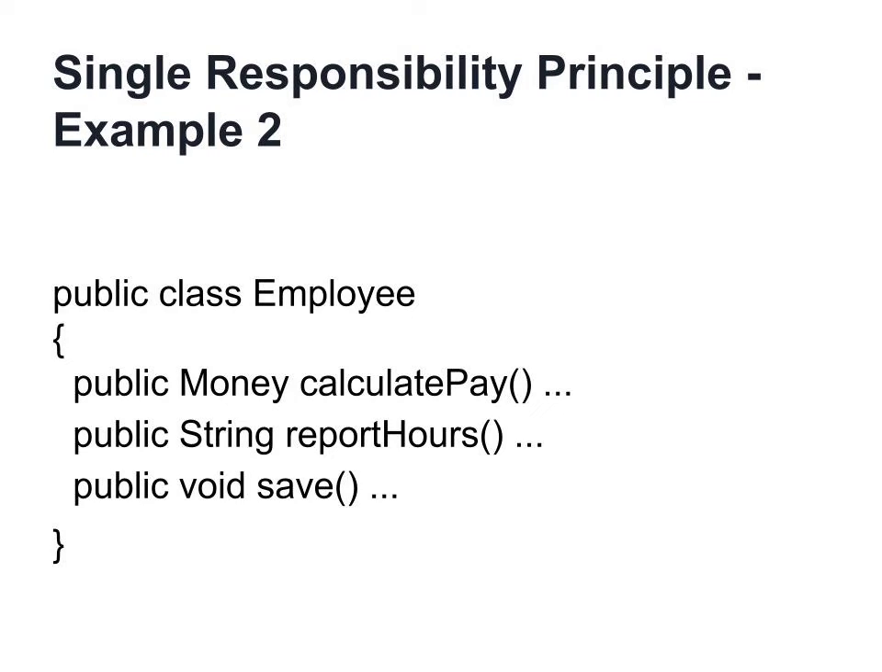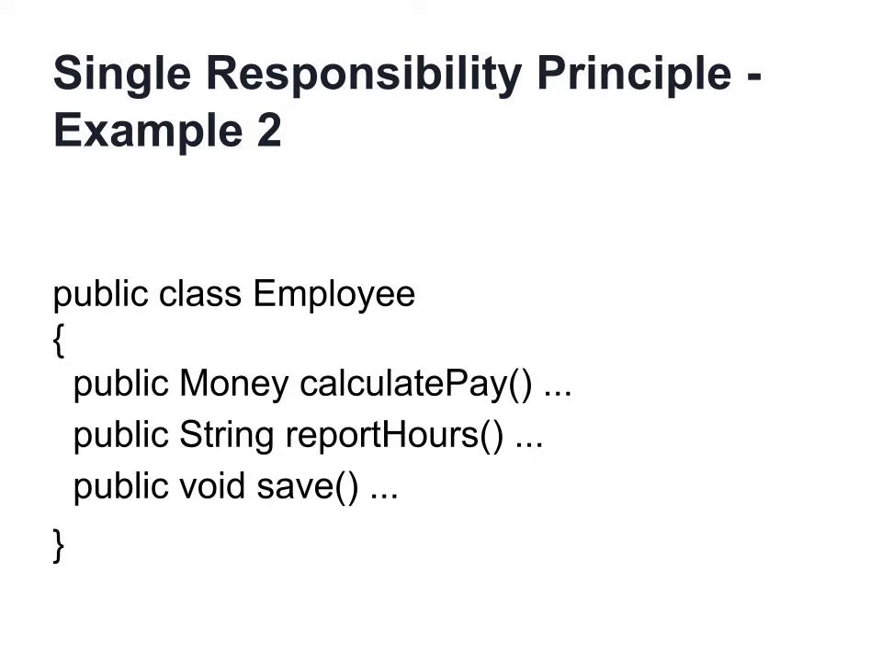Let's look at another example. This is actually doing a calculation of a salary, creating a report, and it's saving the employee details to the database. These are classes with multiple responsibilities. So, single responsibility principle is all about having classes which do one thing.